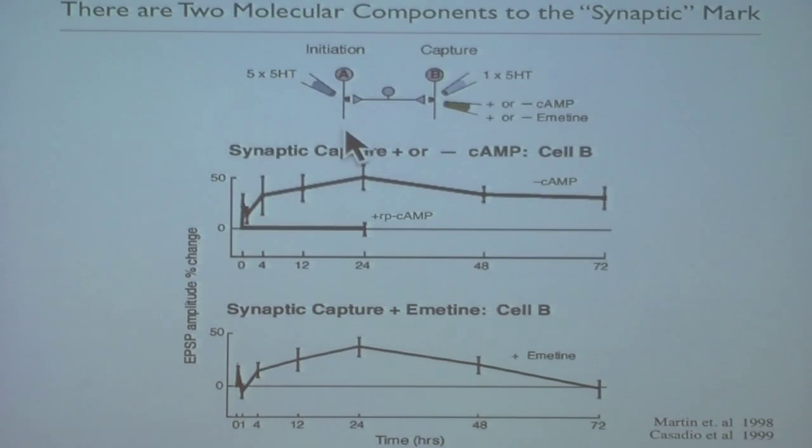She gave 5 pulses of serotonin here, 1 pulse here, together with an inhibitor of protein synthesis, either rapamycin or emetine. And when she did that, she found something really quite extraordinary. She captured the long-term facilitation, had perfectly good facilitation and perfectly good growth, but it was not maintained. It began to relax, so it was no longer there at 72 hours. What does that mean? It means that long-term facilitation has 2 components, an initiation component and a maintenance component. So there are 2 separate steps to it. And the maintenance component requires protein synthesis.